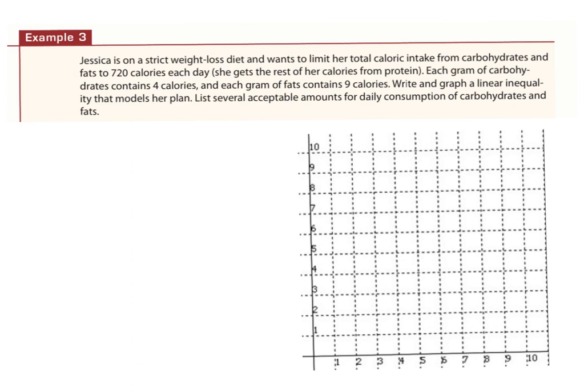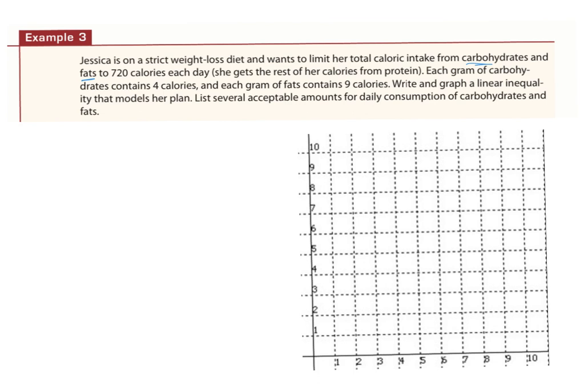She gets the rest of her calories from protein. Each gram of carbohydrates contains 4 calories and each gram of fat contains 9 calories. Write and graph a linear inequality that models her plan. All right? So we have 2 things we're talking about. Those are going to be our variables. It says carbohydrates and fats. All right? So we have these 2.